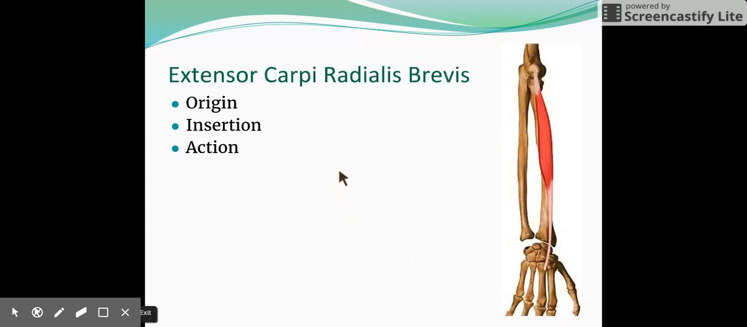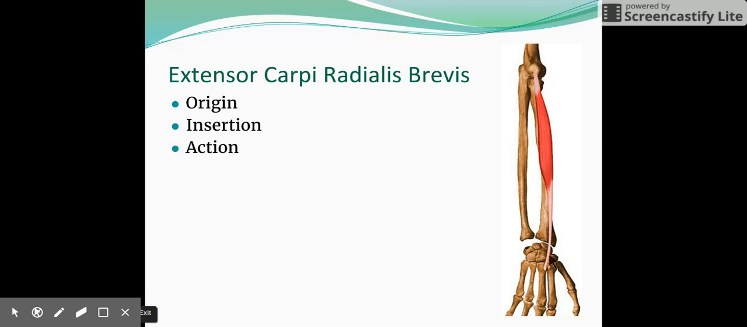Now, our next one, we're moving to the posterior side of the arm. So we're moving to the back, which means we're going to be talking about extensors. And specifically, we're going to be talking about extensor carpi radialis brevis. We'll have another couple of extensor carpi muscles in just a few minutes. So brevis, its origin point is on the humerus. Its insertion point is here at the third metacarpal.